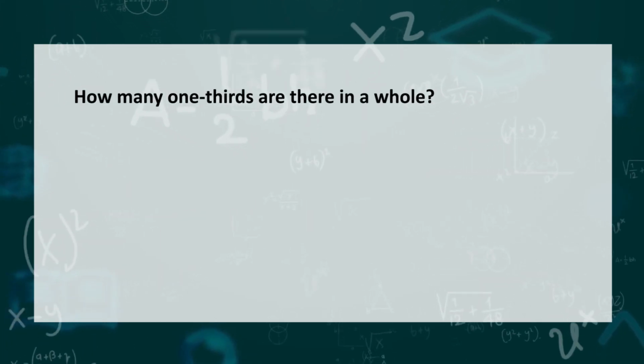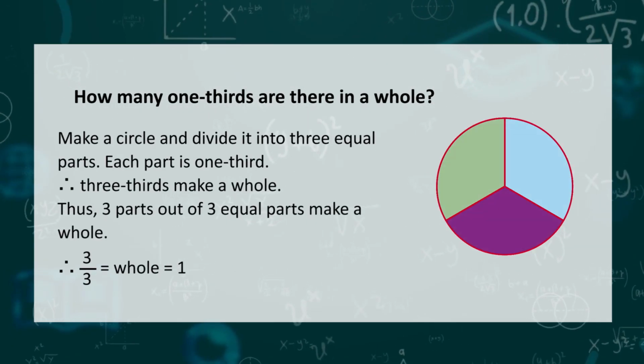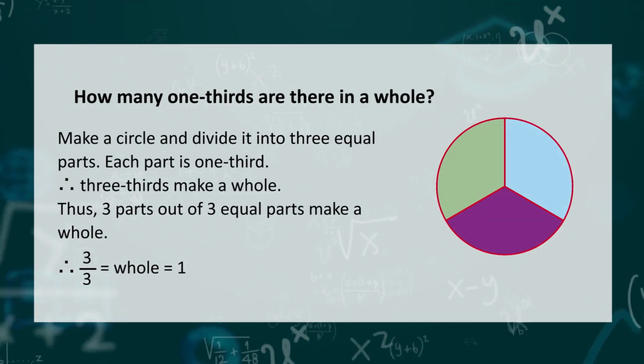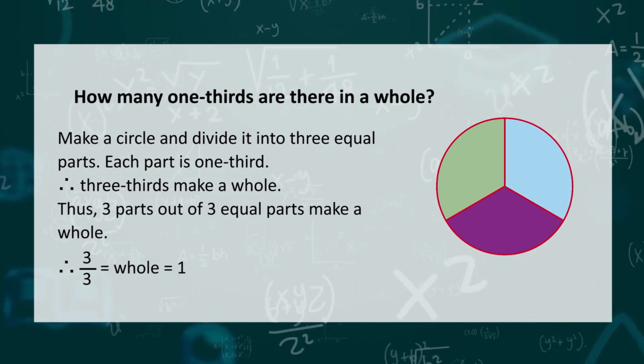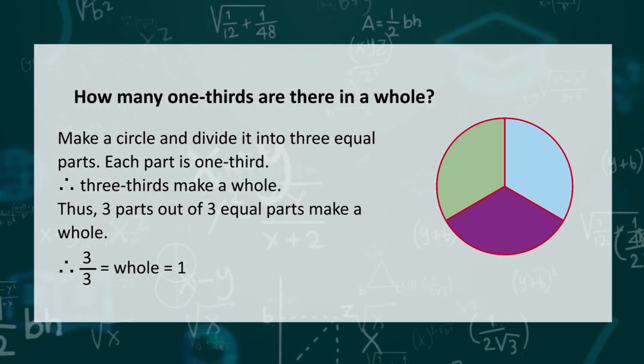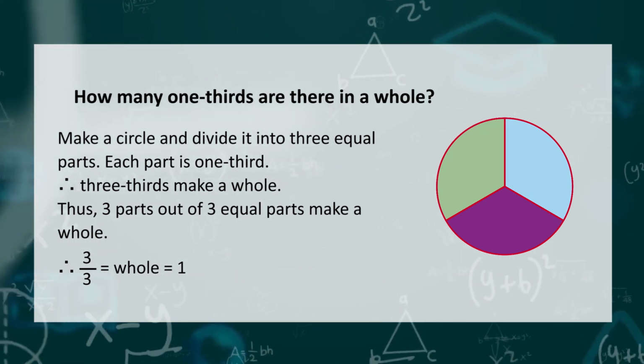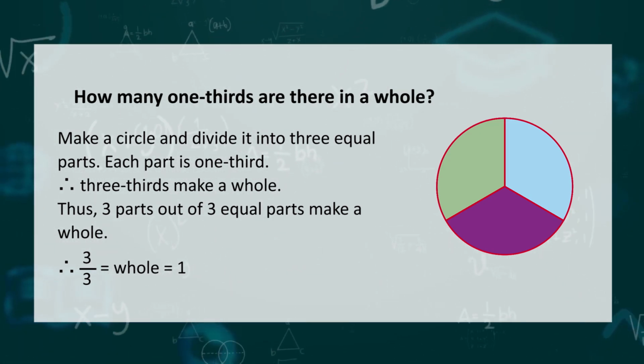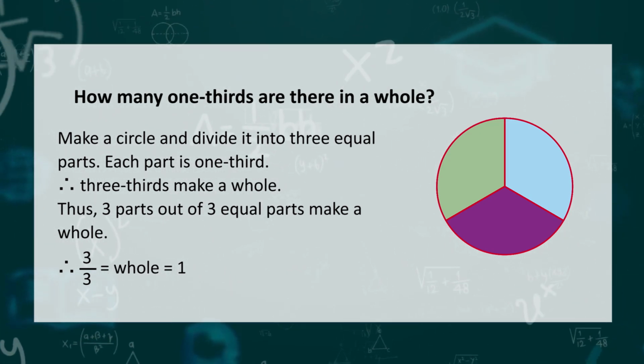How many 1/3 are there in a whole? Make a circle and divide it into 3 equal parts. Each part is 1/3. Therefore, 3/3 make a whole. Thus, 3 parts out of 3 equal parts make a whole. Therefore, 3 by 3 is equal to whole is equal to 1.